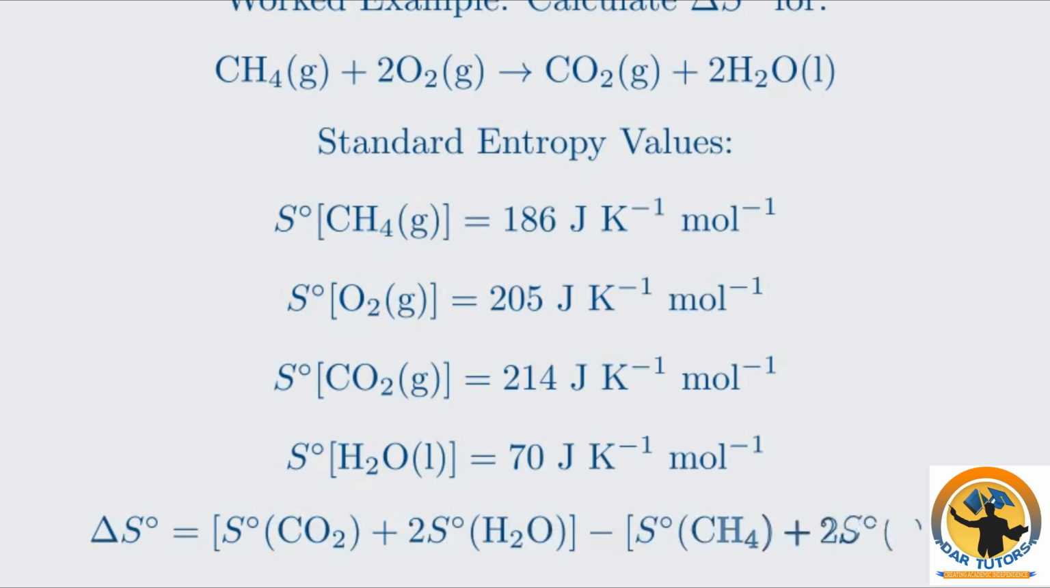Now we apply our formula. The sum of the entropies of the products is S° of CO2 plus 2 times S° of H2O. The sum of the entropies of the reactants is S° of CH4 plus 2 times S° of O2. Notice we multiply the standard entropy of water and oxygen by their coefficients of 2.